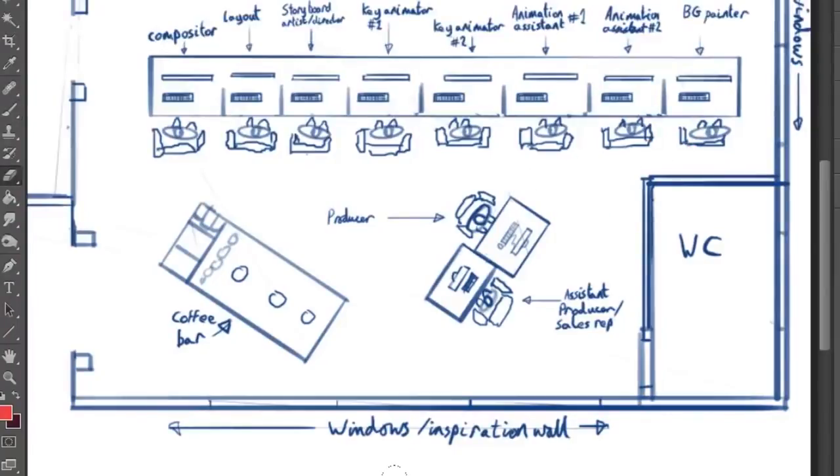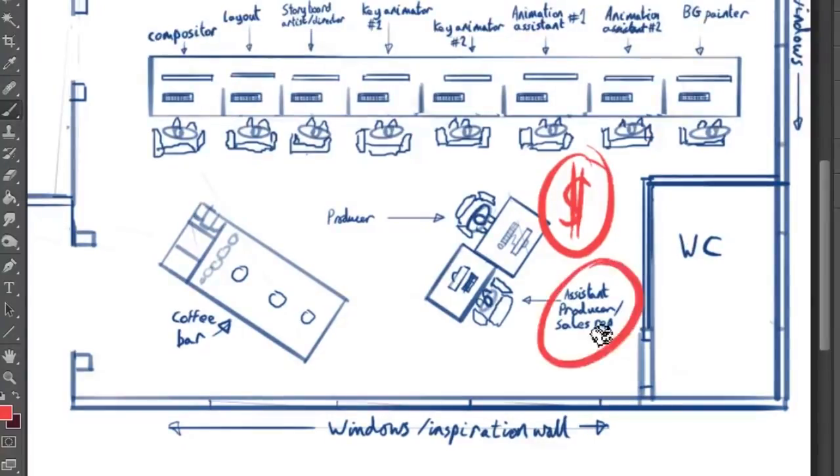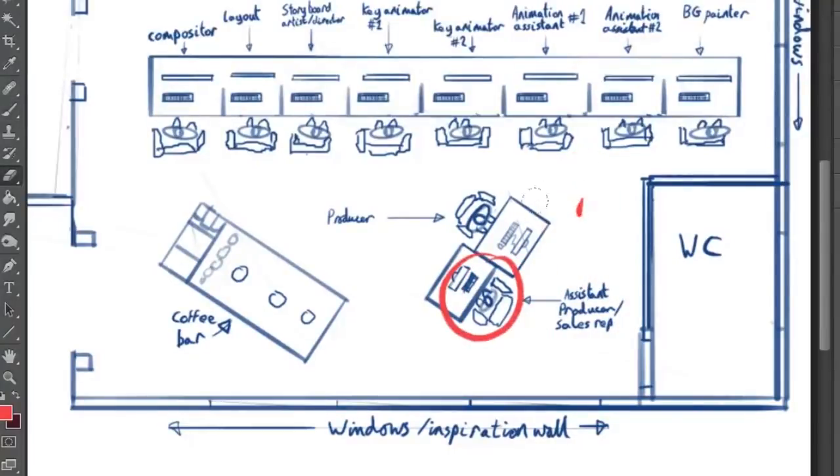As well as this, the producer would be handling communications. This could be clients for commercials, or if it's an animated series they're working on, it can be talking to executive producers and broadcasters. In a studio of this size, the producer might double as a sales rep, negotiating with prospect clients, arranging time which fits with the studio schedule, and negotiating prices. So it's a lot of work to be doing.